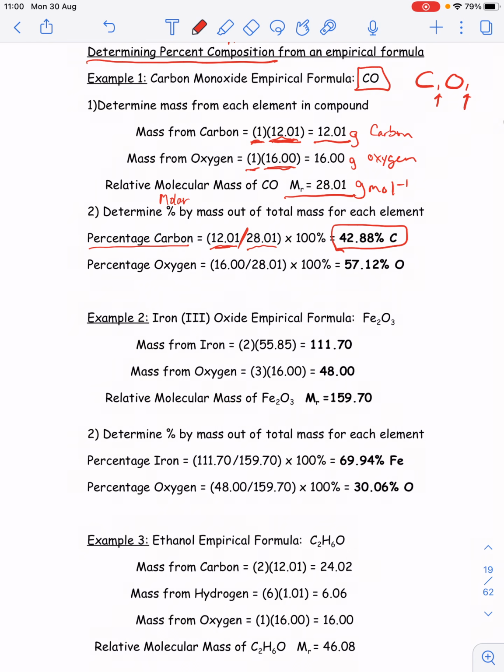42.88% carbon by mass. So all the grams that are in a sample of carbon monoxide, 42.88% of those grams are coming from the carbon atoms, and by process of elimination, or by repeating that process, we would know that the other 57.12% are coming from the oxygen atoms.